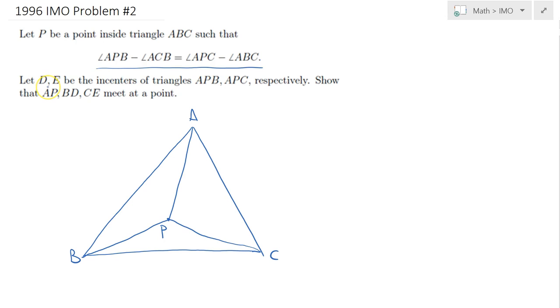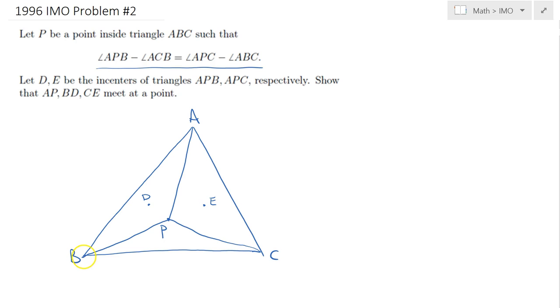But then we are also given points D and E as the incenters of triangle APB. So in the triangle APB, the angle bisector will be probably somewhere here. Oops, yeah, here. So that's the point D, and then E is the incenter of triangle APC. So somewhere, I guess here, that's the point E. Then we are told that we need to show AP, BD, and CE all meet.